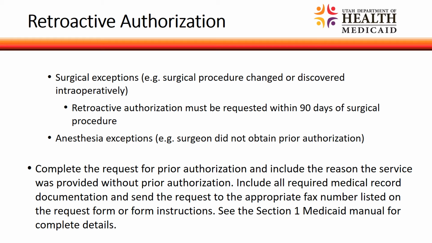There is also an allowance for anesthesia providers. If a surgeon fails to obtain prior authorization and the anesthesia provider cannot get their claim paid, the anesthesia provider can submit a request for prior authorization of the anesthesia codes. This request must be submitted within 90 days of the surgery and must include all required state and federal consent forms. Please be sure to review the Section 1 Medicaid Manual for complete details on retroactive authorizations and what information is required.